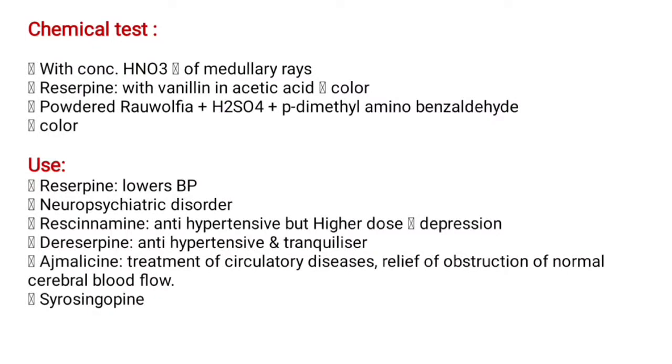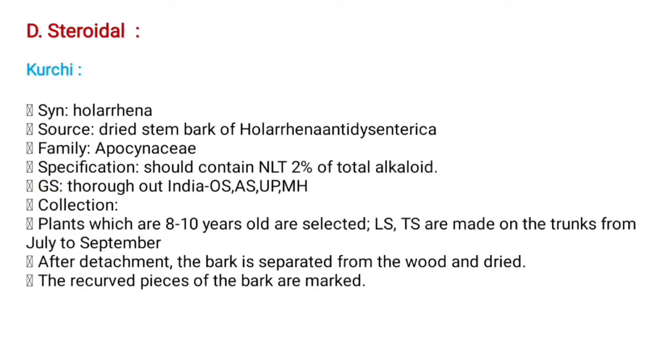Uses: reserpine is used for lowering BP and in neuropsychiatric disorders. Resicinamide is an antihypertensive, but at higher dose used in depression. D-reserpine is an antihypertensive and tranquilizer. Azmalcin is used for treatment of circulatory diseases, relief of obstruction of normal cerebral blood flow. Pyrosingopine. Fourth is steroidal. Example is Kurchi.